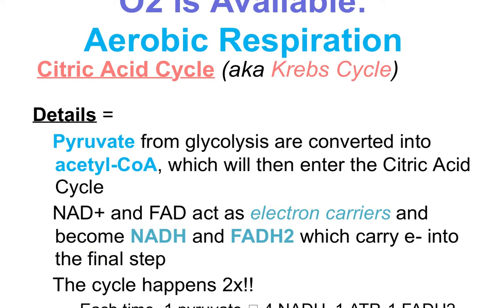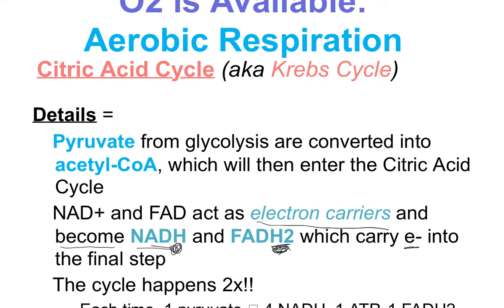All right, so the citric acid cycle, or the Krebs cycle for us old people: pyruvate from glycolysis is converted into acetyl-CoA, and then it's going to enter that citric acid cycle where NAD and FAD act as electron carriers and will become NADH. So we're going to add a hydrogen there and we're going to add 2 hydrogens to this guy, and those are going to carry electrons into that final step.